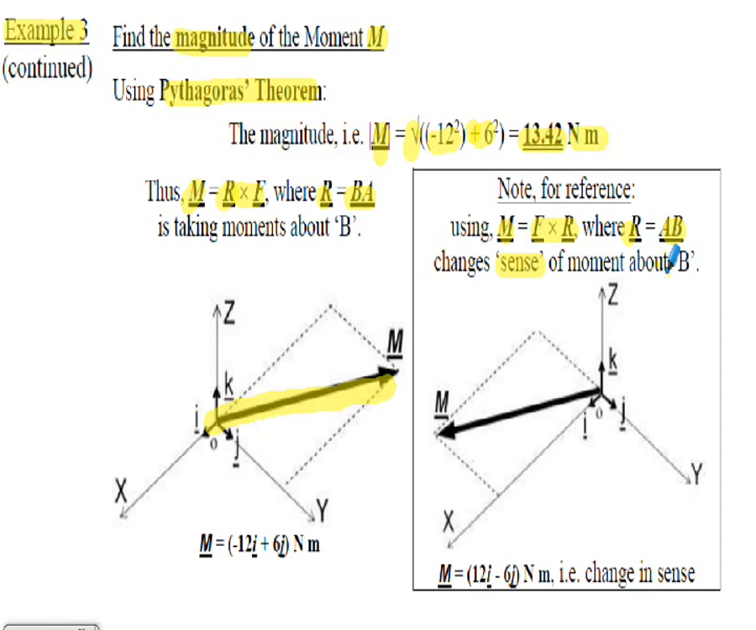So whether you have r times F or F times r, you will still get the same magnitude, but with vector products we know that there's a change in direction, and it's a change in sense of moment in this case. So just be aware of that.